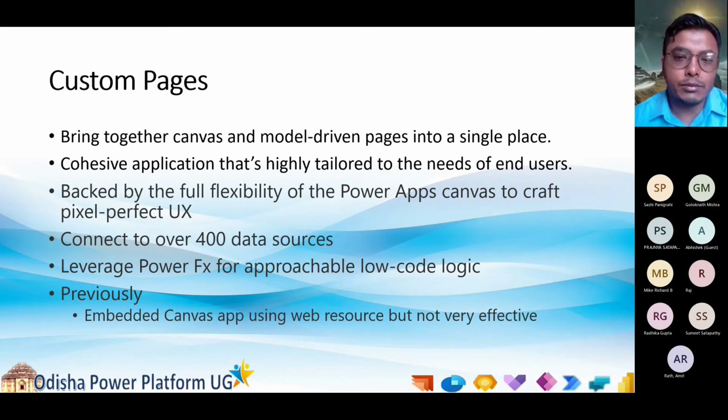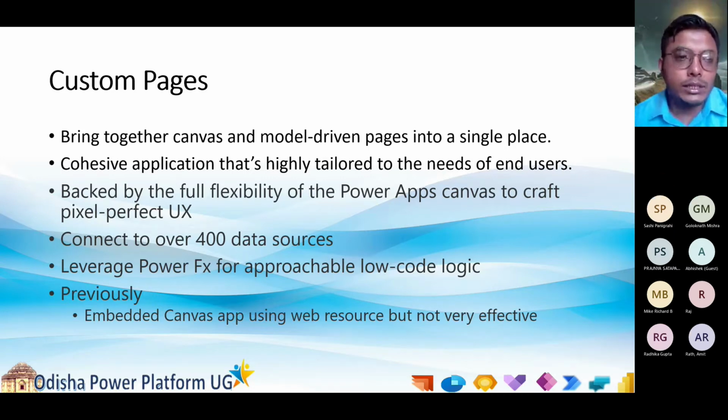Since a model-driven app is primarily very rigid in terms of design and what we can do, having custom pages gives big flexibility around the design and around the components that we can put. Also, one of the biggest gains from custom pages is that we can now connect to more than 400 data sources. Before, model-driven apps were very much restricted to Dataverse only, but since custom pages are basically canvas-based apps, they can also connect to other data sources, not just restricting themselves to Dataverse.